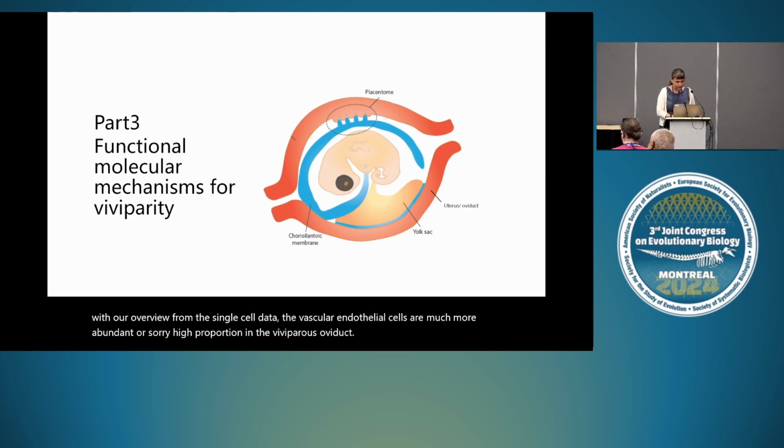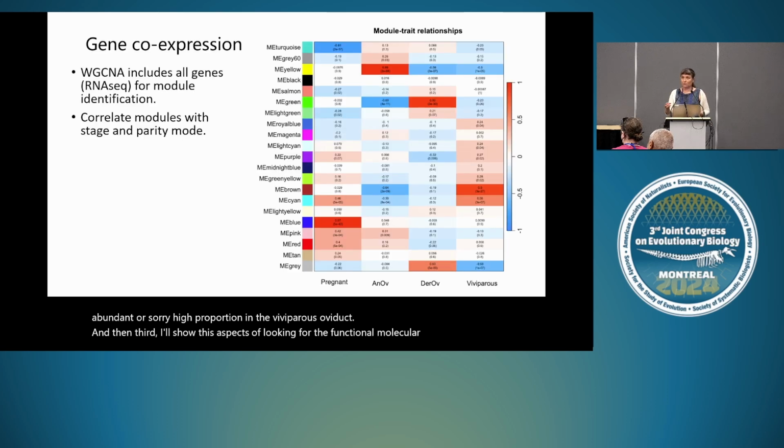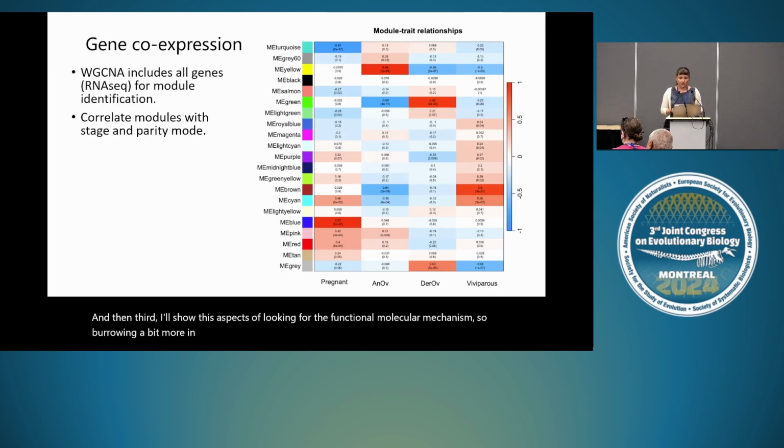And then third, I'll show aspects of looking for the functional molecular mechanisms, burrowing a bit more in detail into these gene groups. So we did a gene co-expression analysis, which many people will be familiar with. We look at the networks or the sets of genes that are co-expressed using WGCNA. And this is based on the bulk RNA-seq, looking at modules that are associated with parity mode, lineage, and pregnancy.